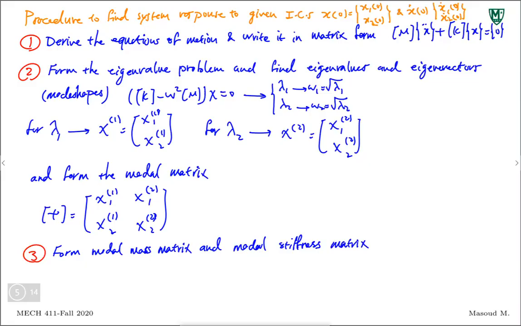Similar to what we defined them. Modal mass matrix is psi transpose m psi. I'll just do the multiplication and you will get m1 bar, 0, 0, m2 bar. Keep in mind, always off diagonal elements should be 0 when you do this operation.